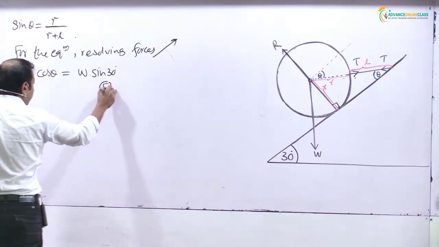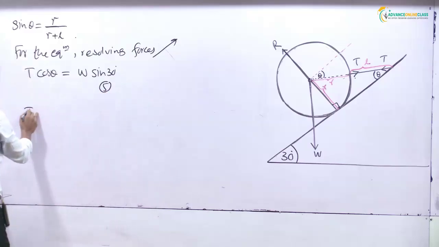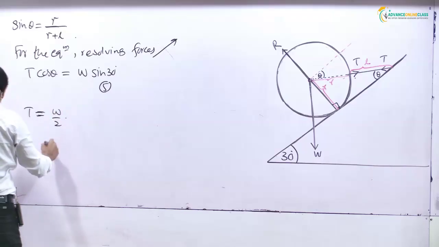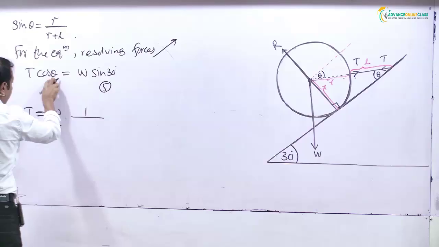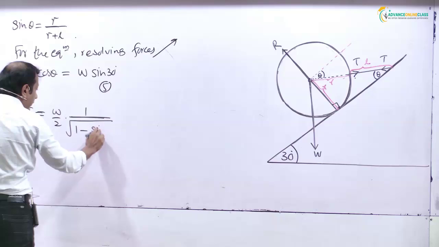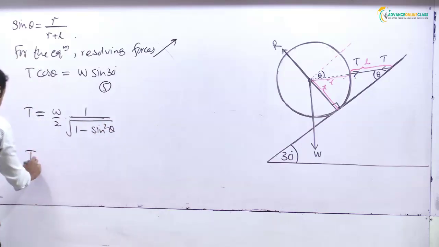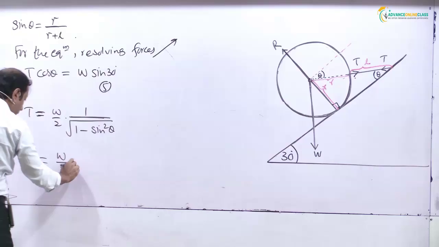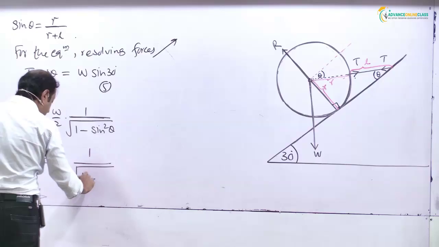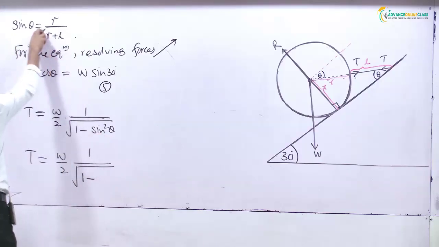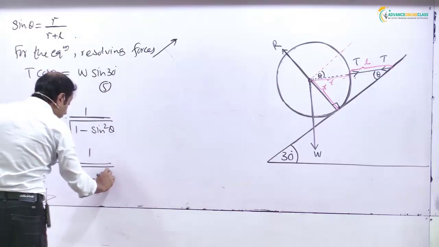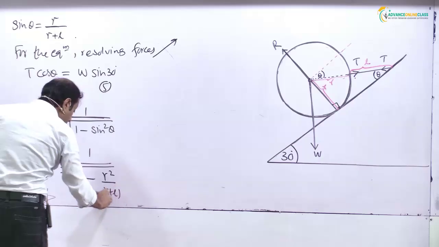For this, 5 marks. W sin 30 is W by 2. T is equal to W by 2 into 1 over cos theta. Cos theta is square root of 1 minus sin square theta. Sin theta is this. Then it is R squared over R plus L perfect square.